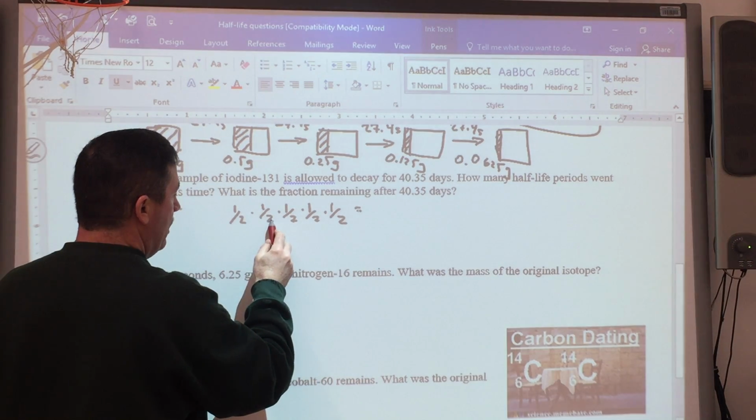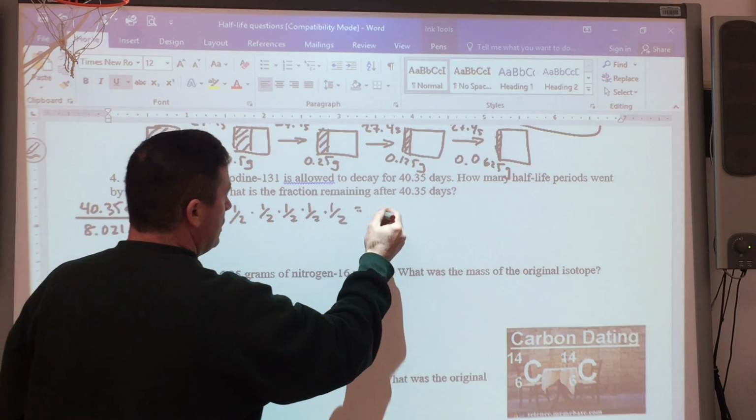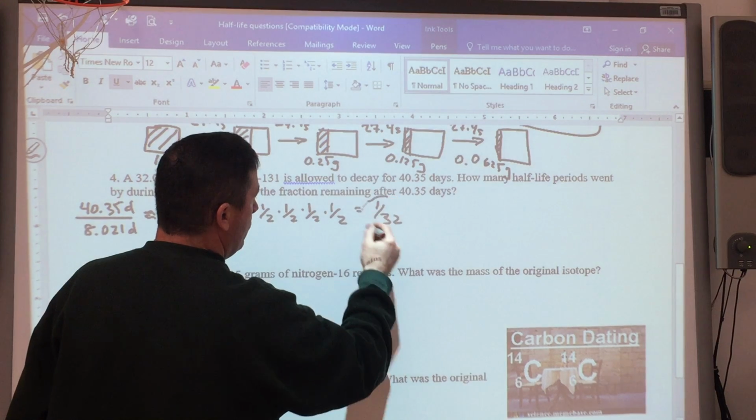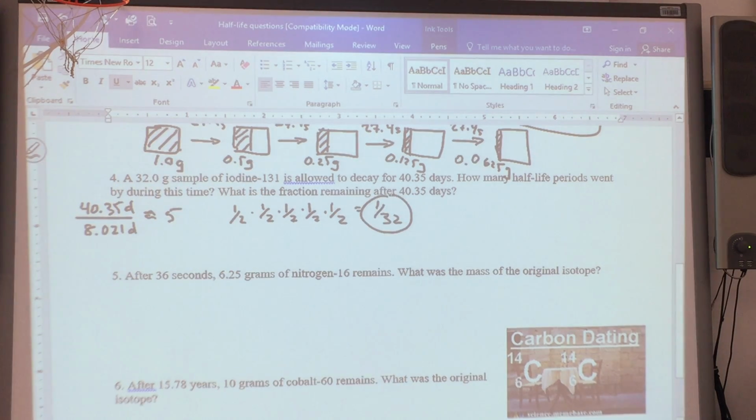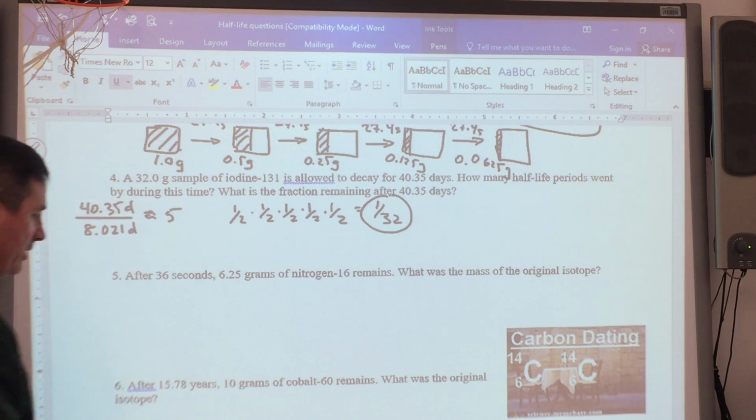2 times 2 is 4. 4 times 2 is 8. 8 times 2 is 16. 16 times 2 is 32. So what's going to be left? 1/32. Okay? That's all they ask. They don't ask how much will be left. All right, number 5.